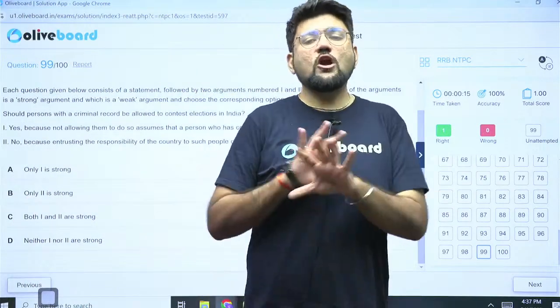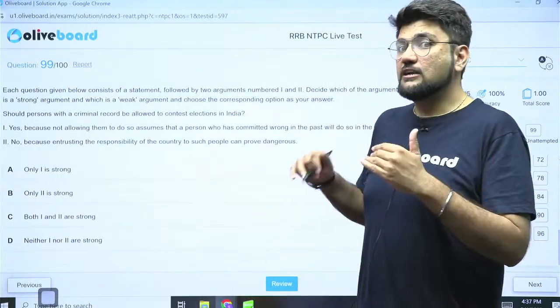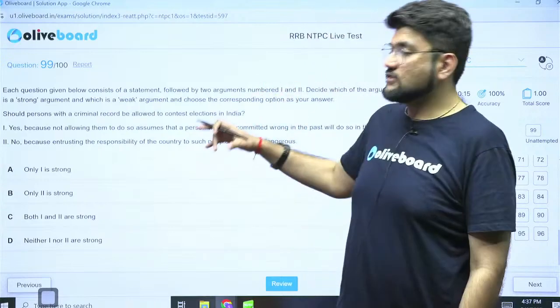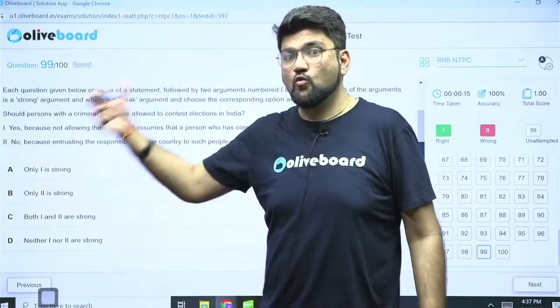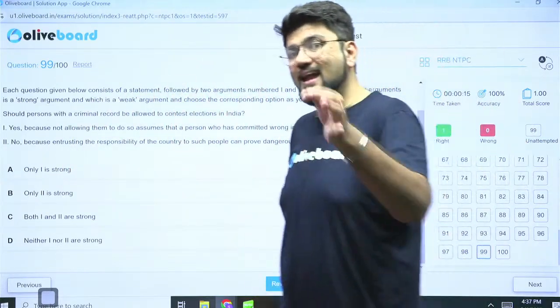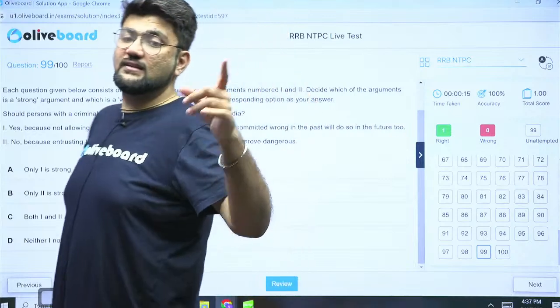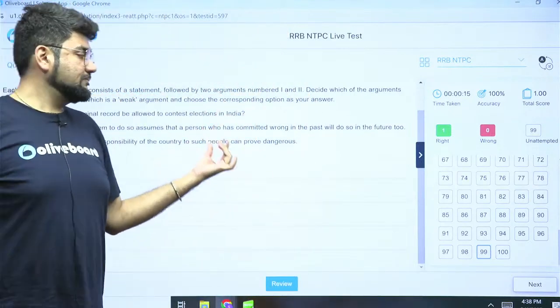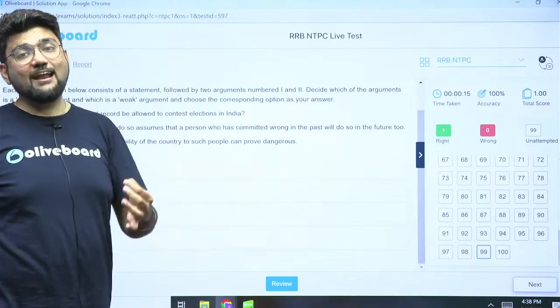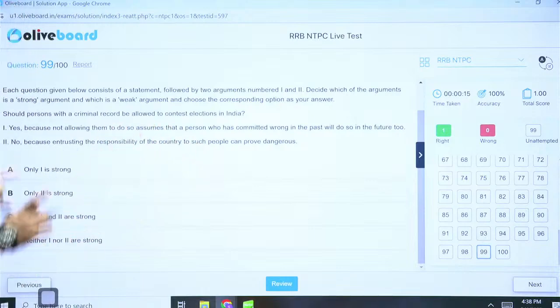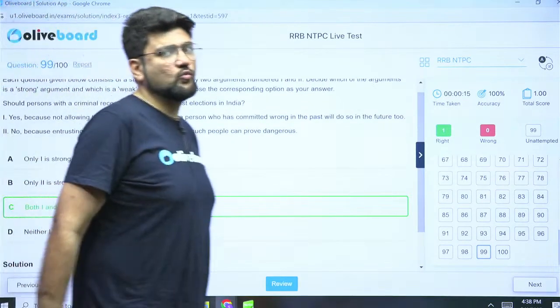That means we are not sure, but it may be a possibility that if you give the responsibility of a country to a person who has a criminal record, you may end up making a blunder. This person should not be ideally trusted. This can prove catastrophic. This can prove dangerous. Hence, this is also strong, and my answer becomes both 1 and 2 are strong.